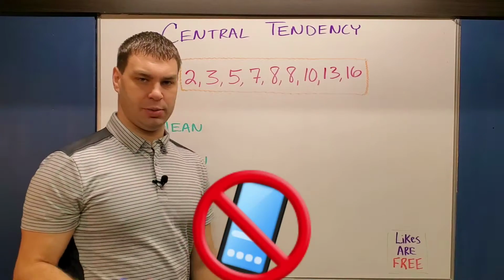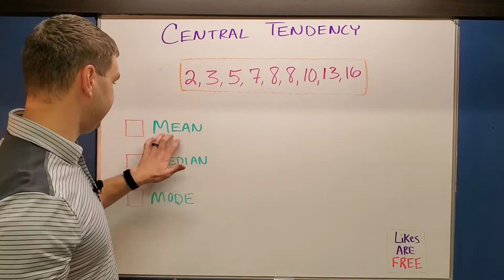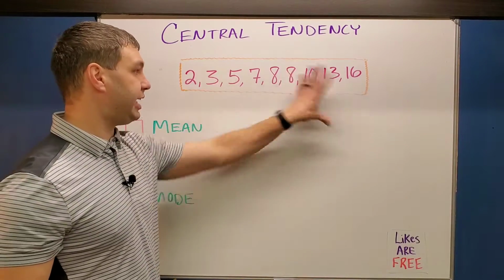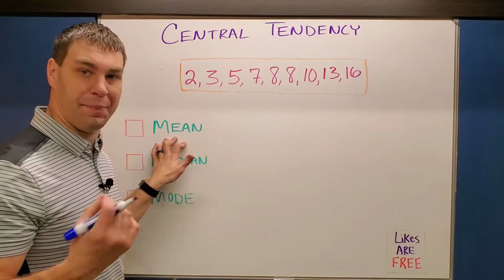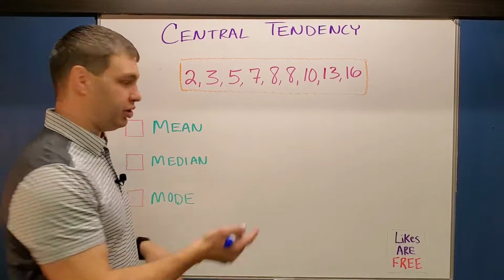Without using the calculator, we're going to find our three types of central tendency, mean, median, and mode, using this set of data up here in this box, all right? So the first one is mean. In order to find our mean, that means average.